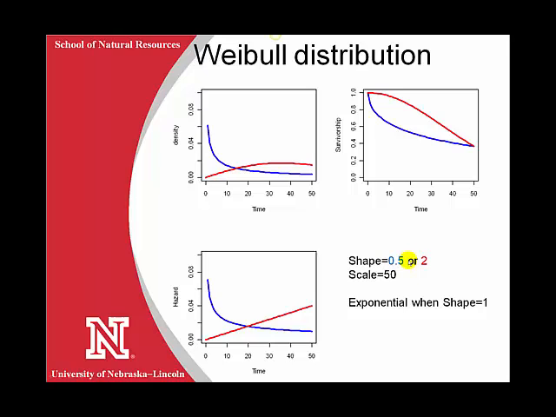When the shape parameter is equal to 1, we get an exponential distribution. When the shape parameter is less than 1, we get a rate that is decreasing with time. So that gives us the blue curve here. So we have a high rate early on, and then the rate decreases. And that gives us a particular shape to the survivorship function, and you can see that the hazard function is now also no longer constant, it's a decreasing rate.